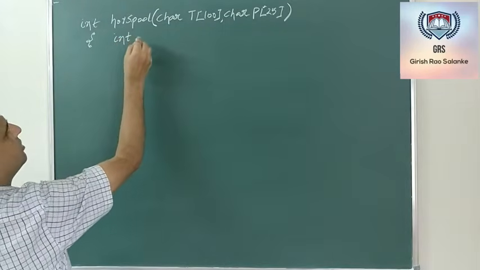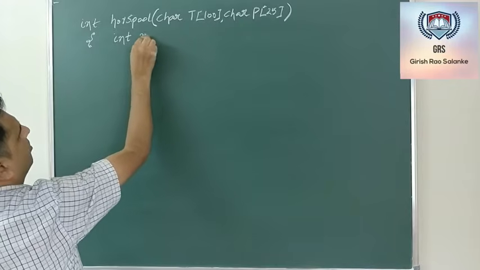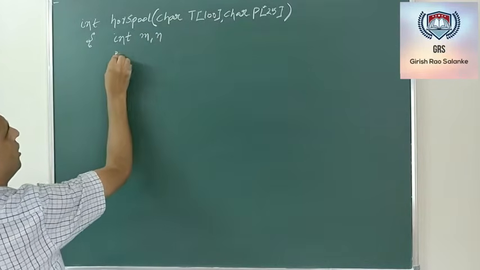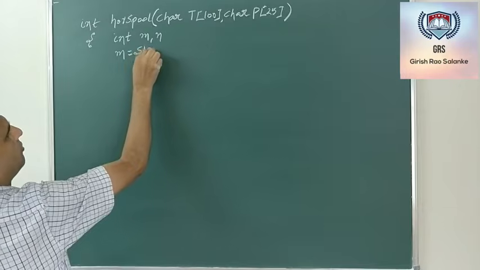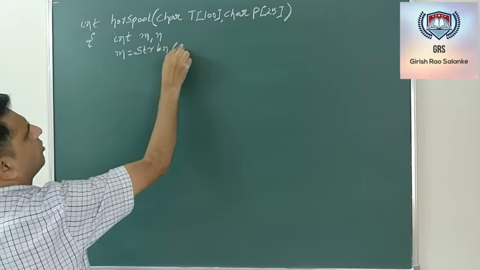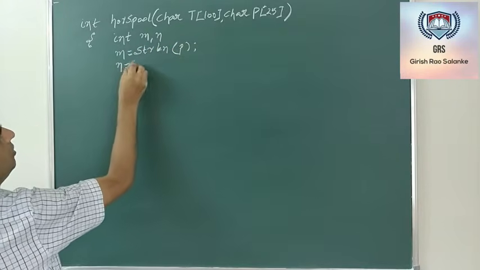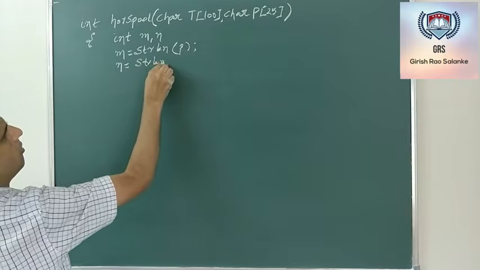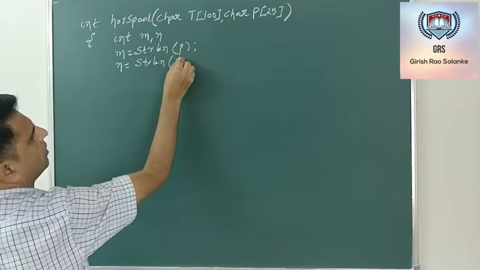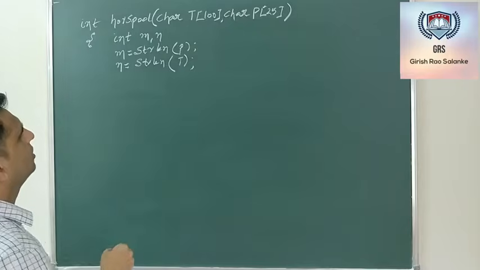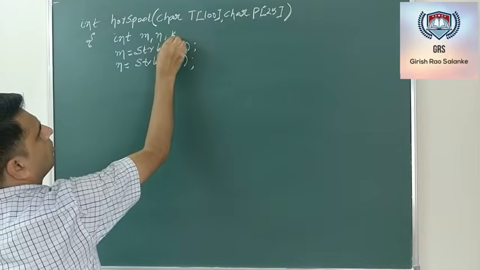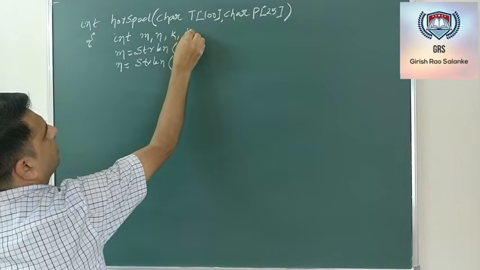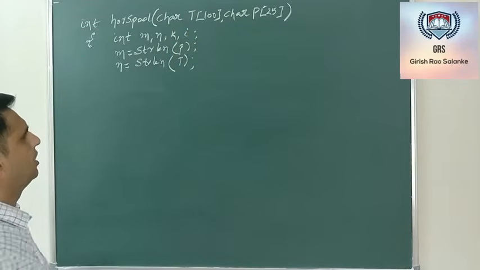Now the variables: let me have m and n initially, where m is nothing but the size of the pattern, string length of P, and n is equal to string length of T, that is my text. Let's have k and then i. If required, we'll use some other variables.